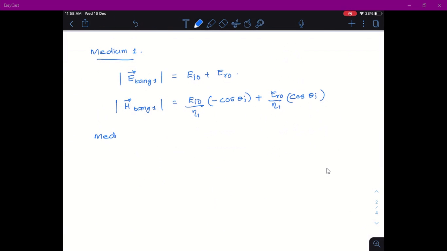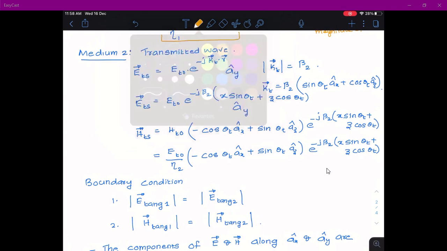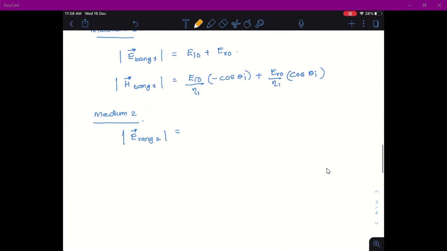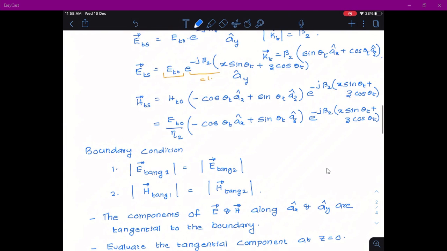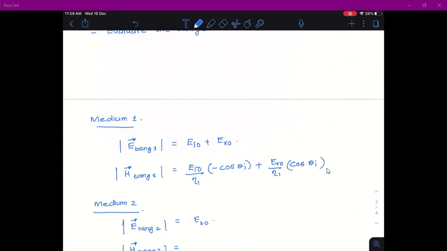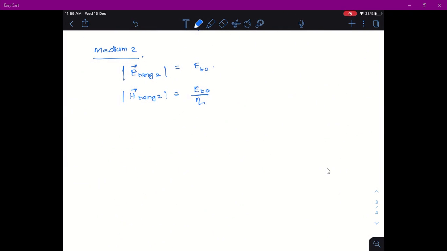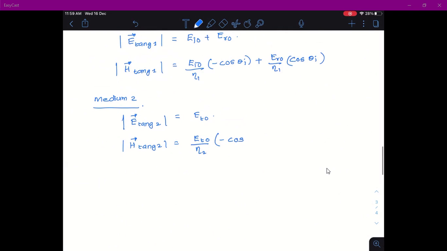Let us look at medium 2. The magnitude of electric field tangential component in medium 2 is equal to, you see that the tangential component is this term, because this has magnitude equal to 1. Okay. So, this is equal to ET0, and the tangential component of the magnetic field in medium 2 is equal to, you see that this is the tangential component because it is along x, this is perpendicular component, and this has magnitude equal to 1, because of which I can take only the first term. So, I will take this as ET0 by eta 2 into minus cos theta t.